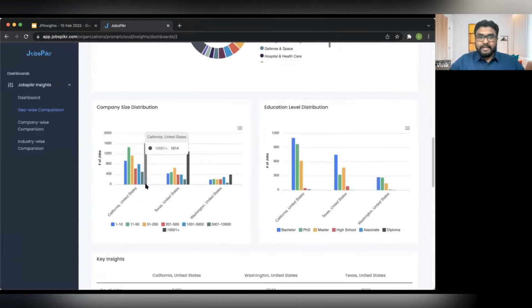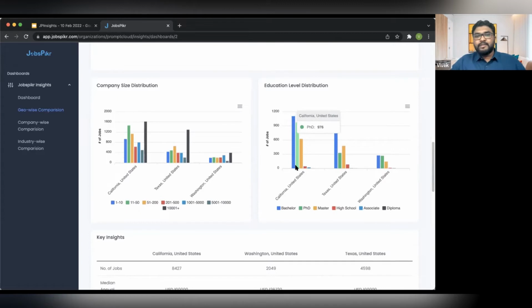Similarly, you have company size distribution in terms of the size of companies. So again, whether it's a small company or big company, usually it will be the larger organizations that are hiring. But California, I think, is the tech capital of the US, so you see a lot of mid-sized and smaller companies in that segment, which are equally competing for that talent for data scientists.